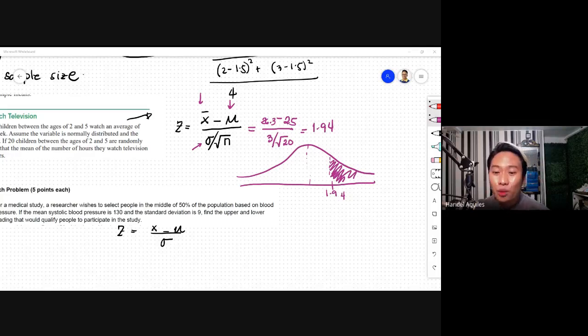Again, when to use the second z formula with the standard error: you use it if and only if the considered probability is from the sample. But if the considered probability is from the population, you use the older z formula we had, not this z formula. Okay?